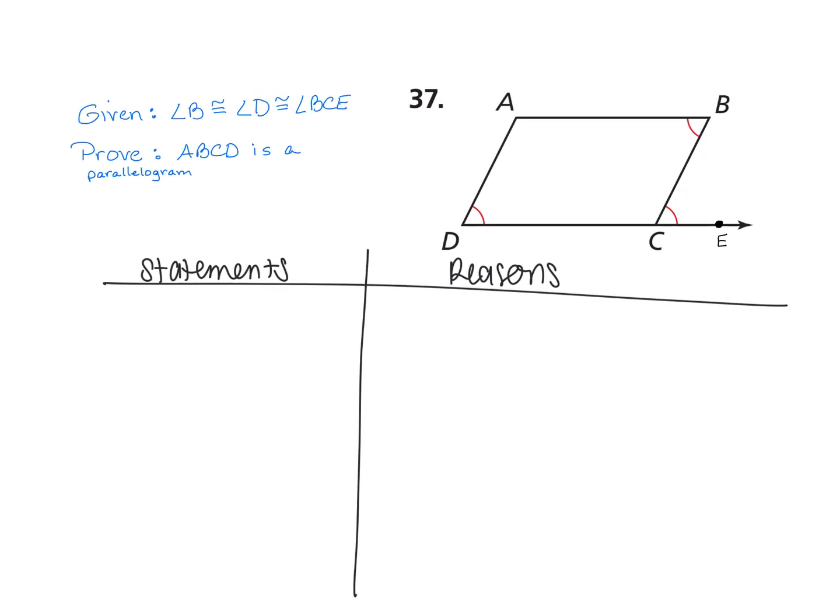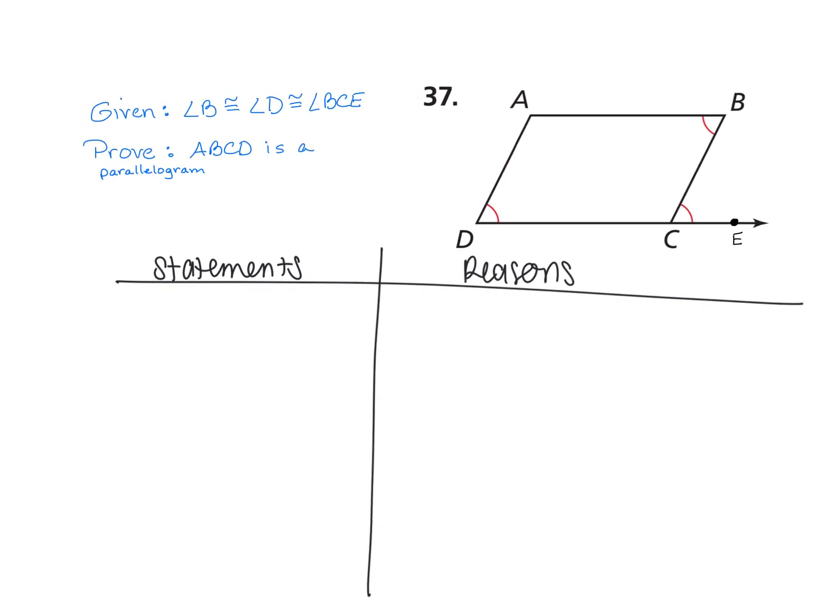All right, looking at it. Going ahead and writing my first one. They gave me angle B is congruent to angle D, which is also congruent to BCE, and it is drawn on our diagram. They did give it to us on our diagram. So now looking at it, they want us to prove that it's a parallelogram. Again, you have to remember properties of a parallelogram. What makes a parallelogram a parallelogram? There were multiple theorems. So looking at it, what can I find first?